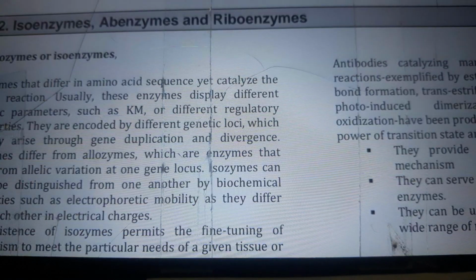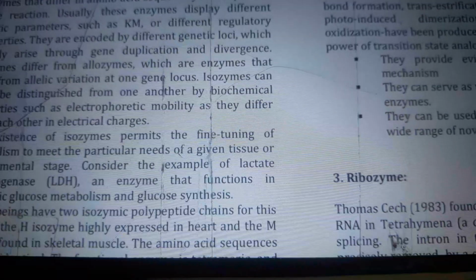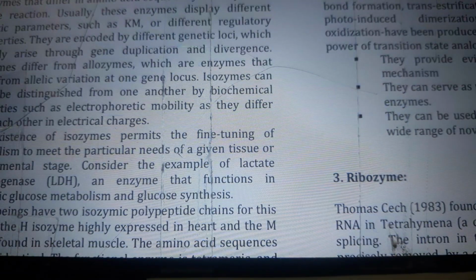Going on to the next topic, F12, isoenzymes, abzymes, and ribozymes. Isoenzymes, or isozymes, are enzymes that differ in amino acid sequence yet catalyze the same reaction. Usually these enzymes display different kinetic parameters, such as Km, or different regulatory properties. They are encoded by different genetic loci, which usually arise through gene duplication and divergence.